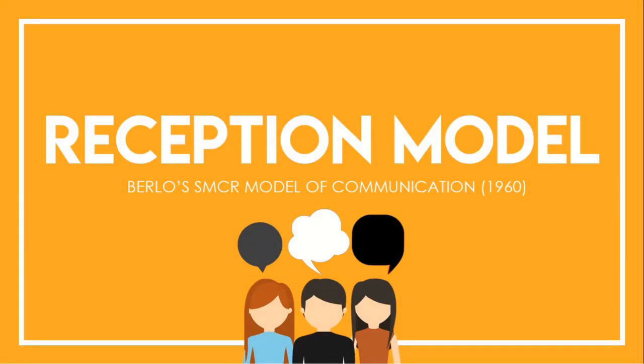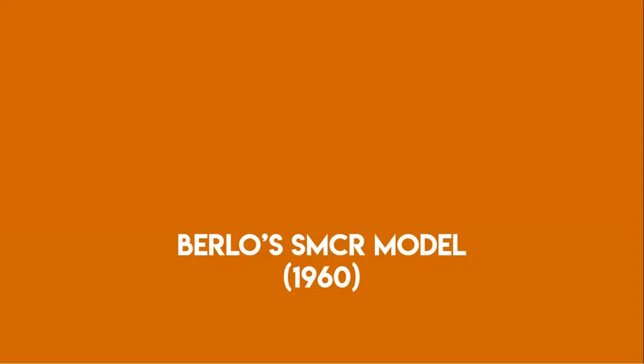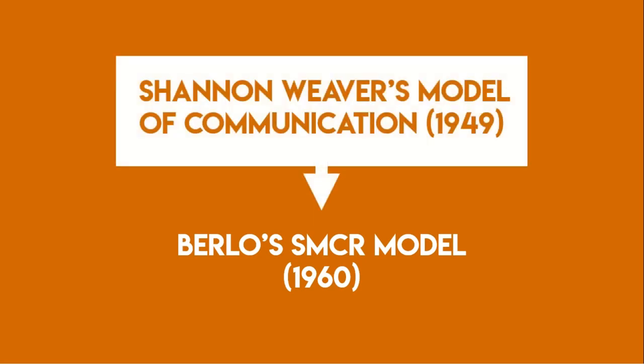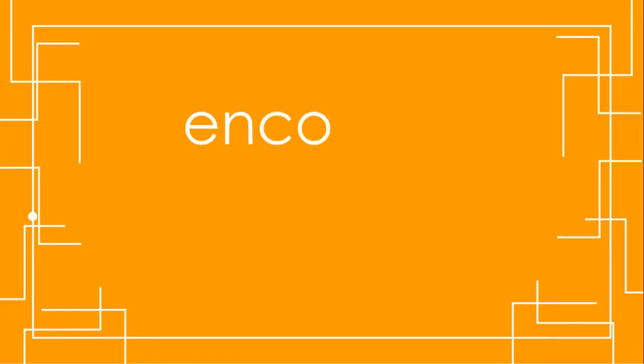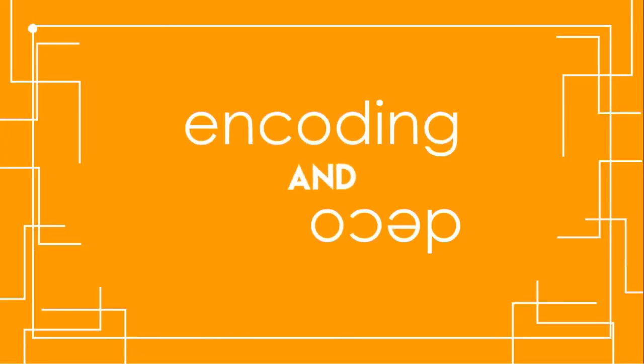Another type of reception model is Berlo's SMCR model of communication from 1960. In 1960, David Berlo postulated Berlo's Sender Message Channel Receiver, or SMCR, model of communication, building on Shannon Weaver's model of communication from 1949. He described factors affecting the individual components in the communication, making the communication more efficient. The model also focuses on encoding and decoding, which happen before the sender sends the message and before the receiver receives the message respectively.